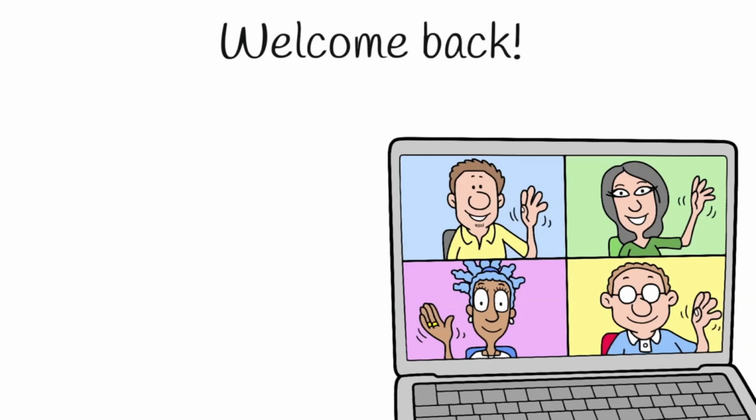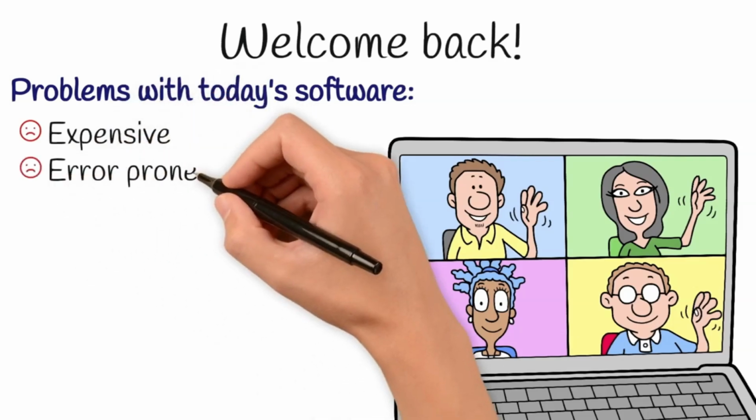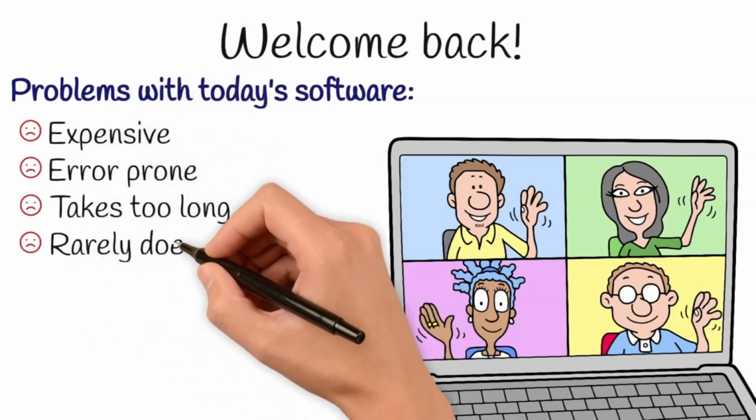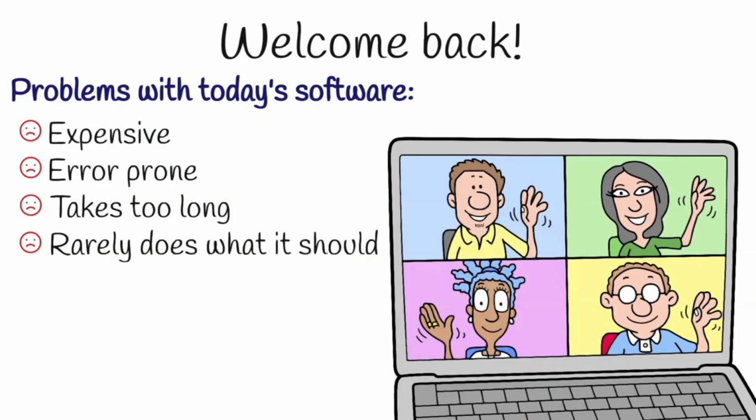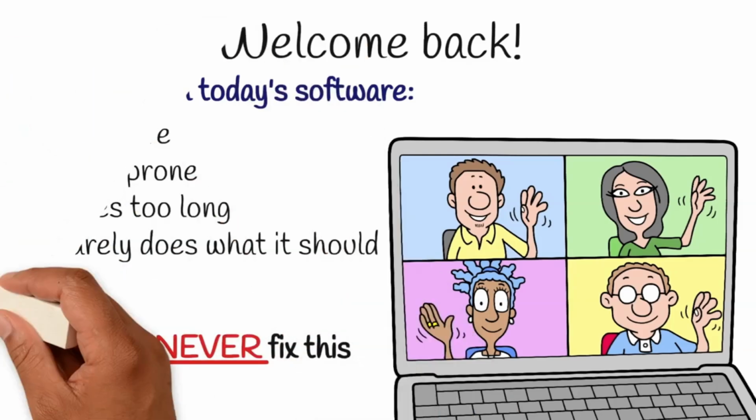In our first two videos, we reviewed the problems plaguing software development today. It's expensive, error-prone, takes too long, and rarely does what it should. We've also seen that despite recent improvements in large language models, experts know that they will never be good enough to write complex, accurate code.